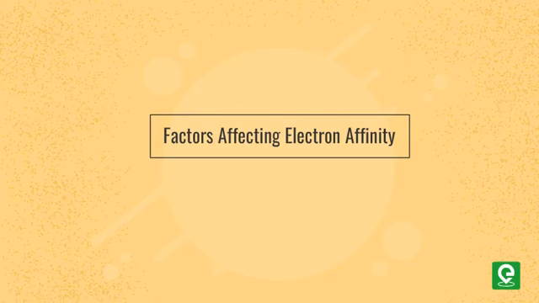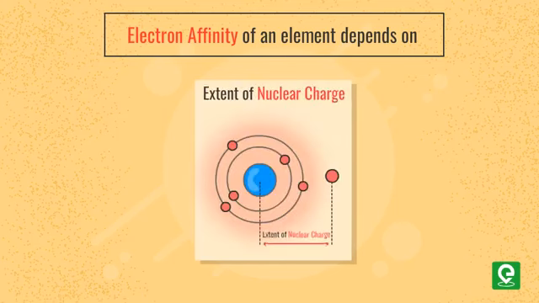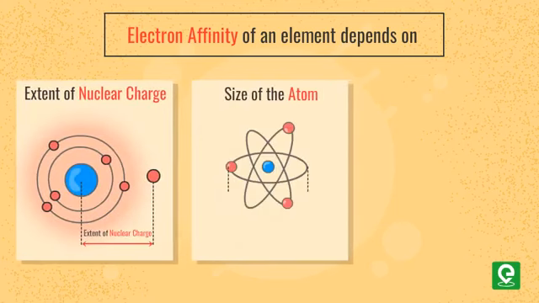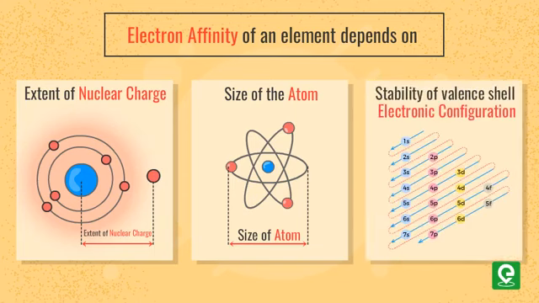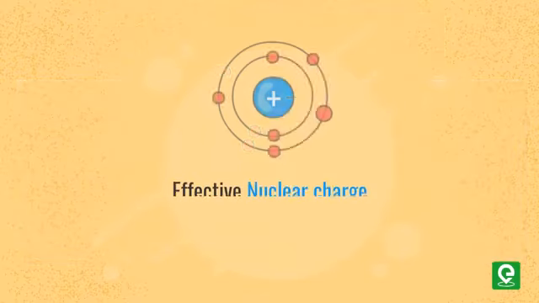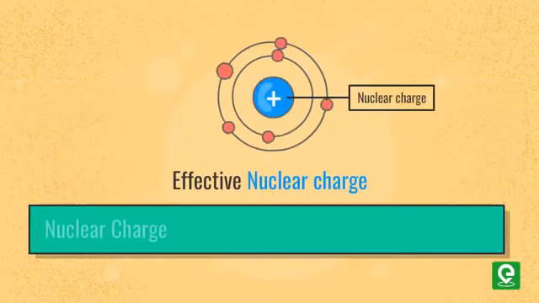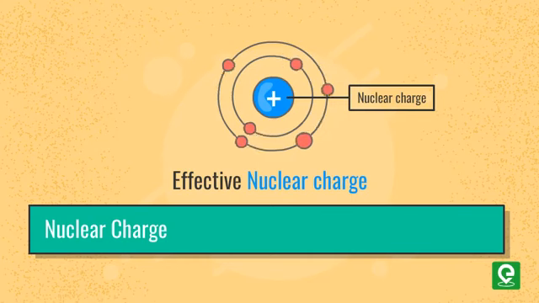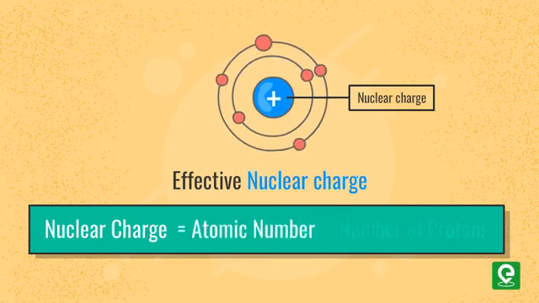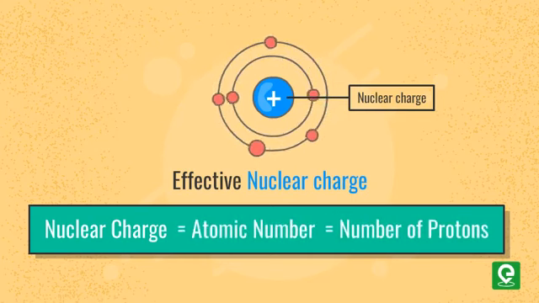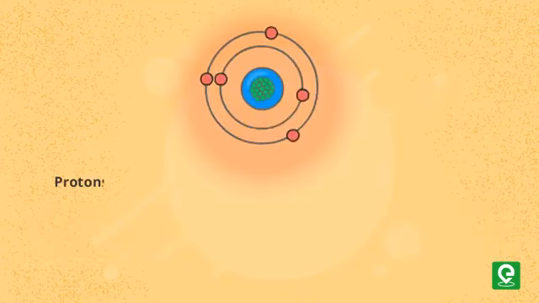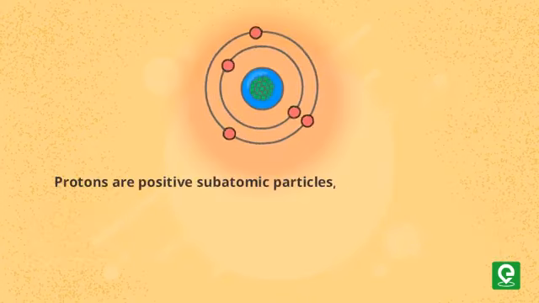Factors affecting electron affinity. Electron affinity of an element depends on: A. Extent of nuclear charge, B. Size of the atom, C. Stability of valence shell electronic configuration. Effective nuclear charge: nuclear charge is also synonymous to the atomic number, which is equal to the number of protons present in the nucleus. Protons are positive subatomic particles.